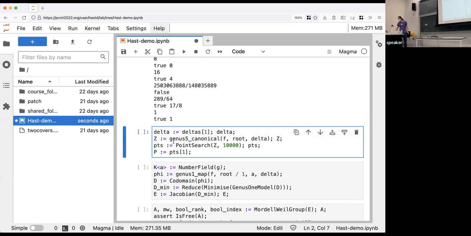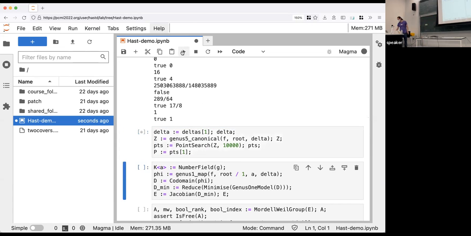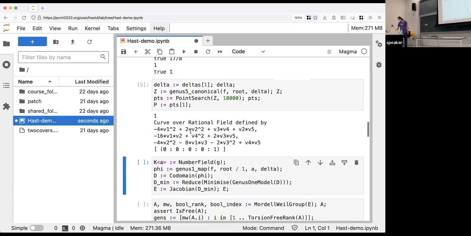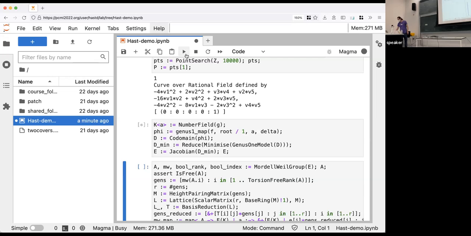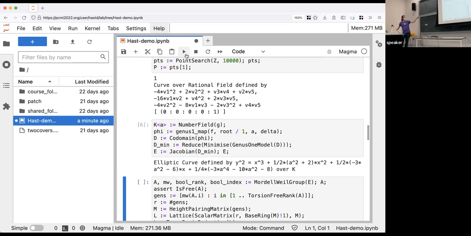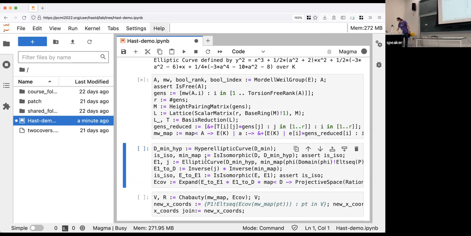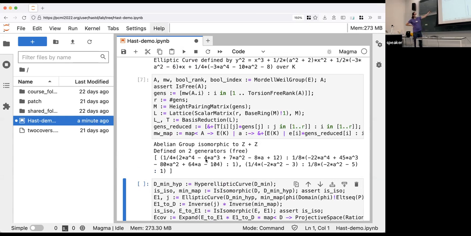Now we have to prove that, in fact, those are the only rational points on the genus 5 curves. So we construct the curve, we construct the elliptic curve now and the corresponding maps. And now we want to compute the Mordell-Weil group of the Jacobian of this elliptic curve. That takes a few seconds. As I mentioned, this is generally the bottleneck. So it's chugging along. There we go.